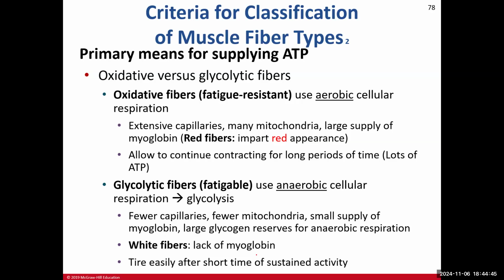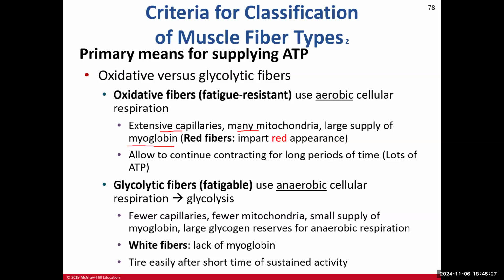And they're going to have lots of capillaries to bring in lots of blood, which is carrying lots of oxygen, hopefully. So when you look at these muscle fibers, they're going to have, like I said, lots of capillaries, lots of mitochondria, and we're going to have a nice supply of myoglobin. And that's that molecule that holds on to oxygen in muscles. Because of that myoglobin, it's going to give those muscle fibers a red coloring, just like hemoglobin does for your blood.